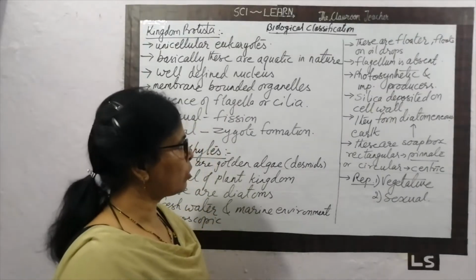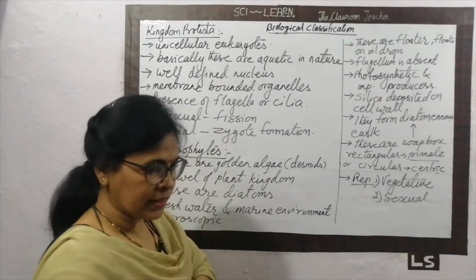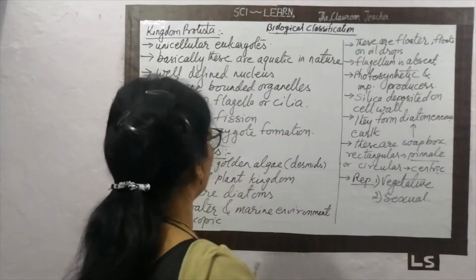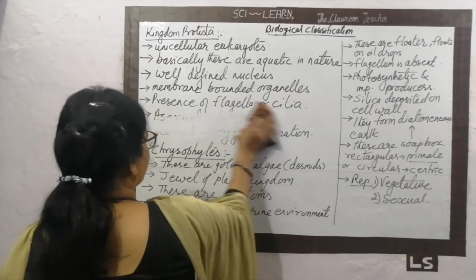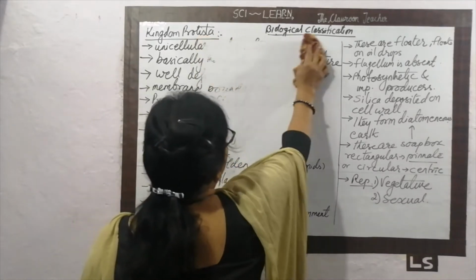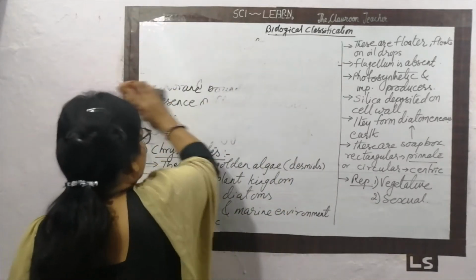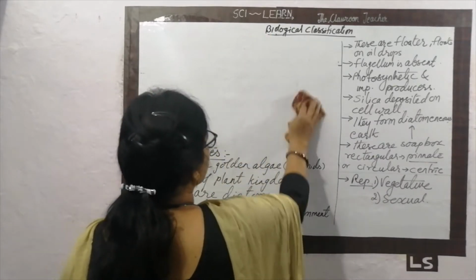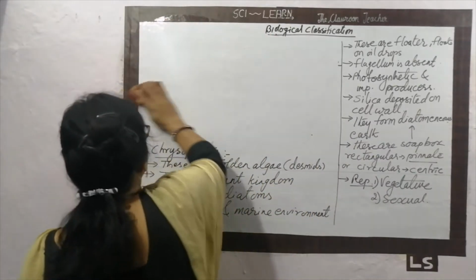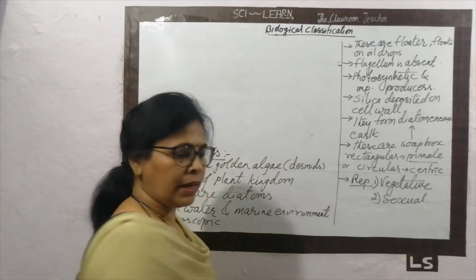Now, what is the importance of diatomaceous earth? This is an important question. This diatomaceous earth is a hard layer because the silica is deposited one over the other. So they form the diatomaceous earth.